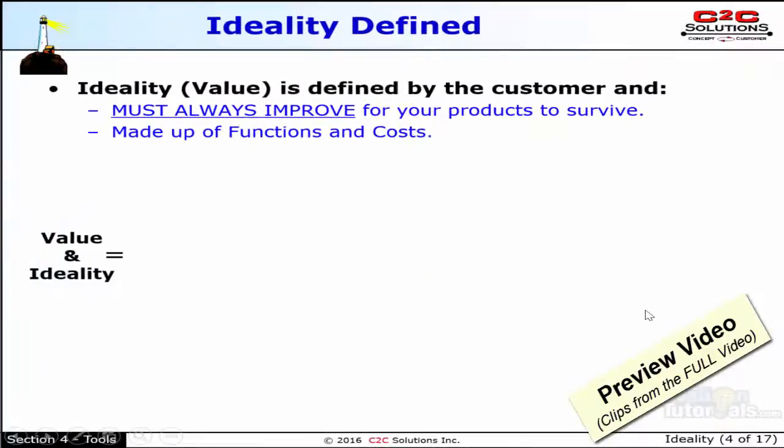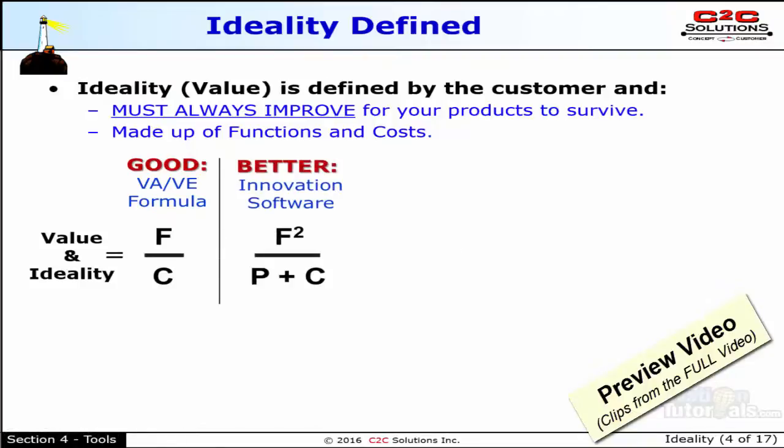There are 3 equations I'm going to show you for these concepts, and I like to show you them in good, better, and best. A good formula for value, and this comes from the Society of Value Engineers, SAVE, is a ratio of function to cost. A little bit better formula I've seen in an innovation software, where they actually calculate the value of each of the components of a system using an internal algorithm, is basically function squared over problems plus cost. So they add another dimension here, problems, in the denominator.